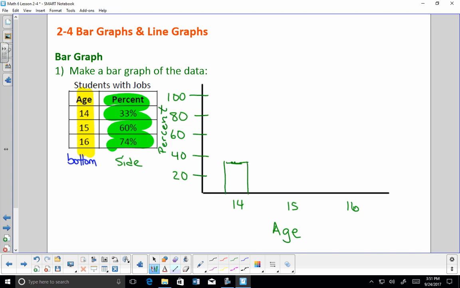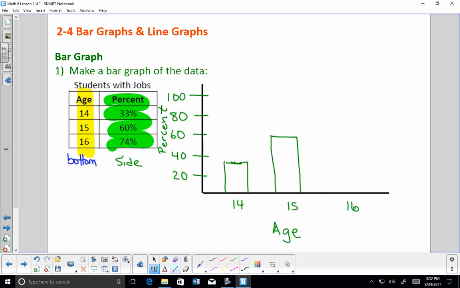For age 15, I need to be at 60%. This one's a little easier because it lands right on a number. Oops, I didn't want it quite there. I wanted it a little bit closer to my 15. So I'm going to go all the way up to 60. So much for straight lines. I might use a ruler if I was doing this. So there's my bar for 15.